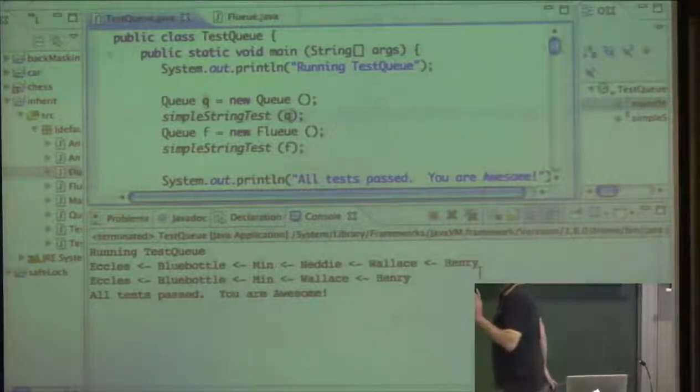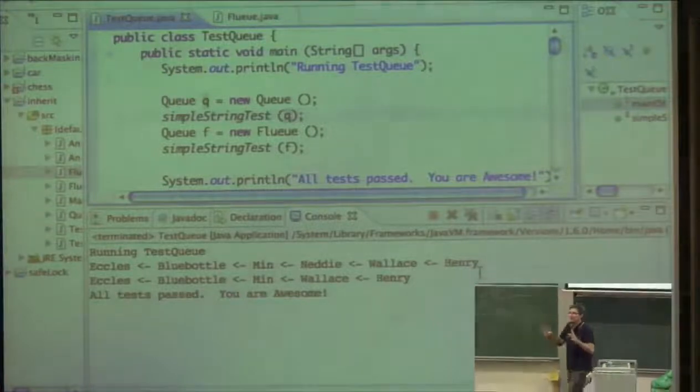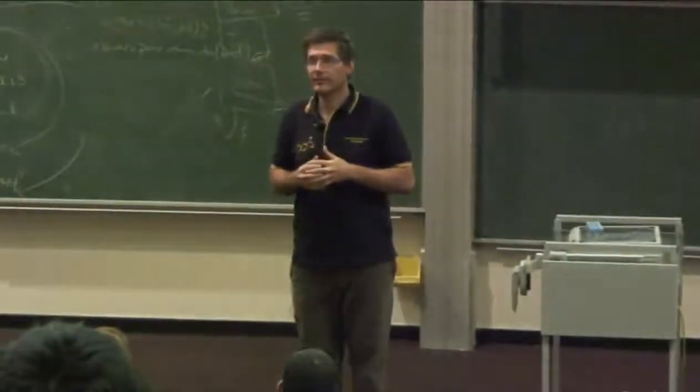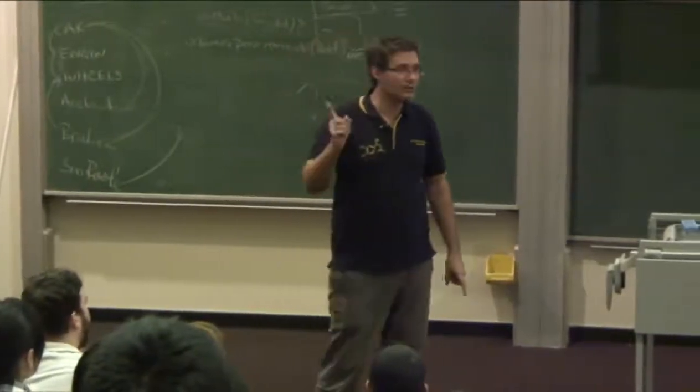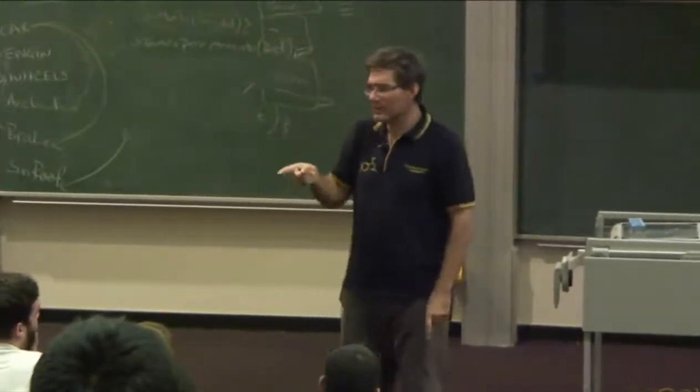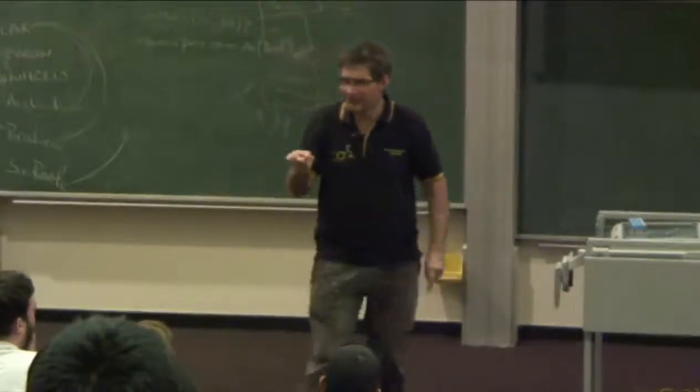So everything's cool. So we've seen the advantage of code reuse, but what's the disadvantage? You can't use a flu in place of a Q. It would be a very, very bad thing to do.